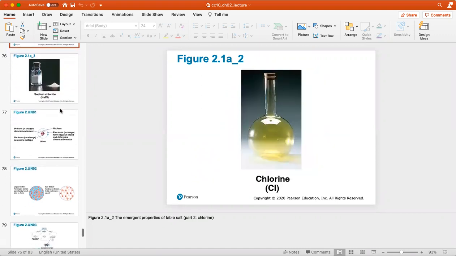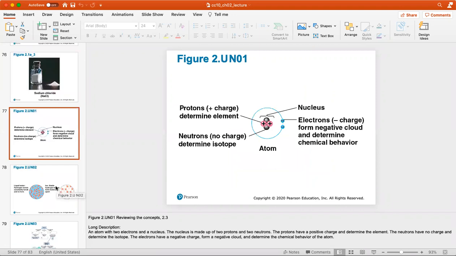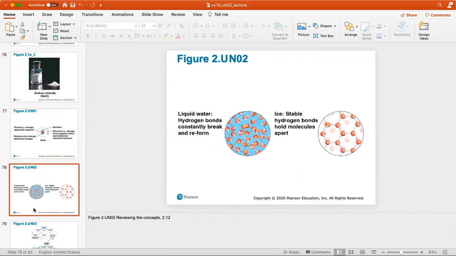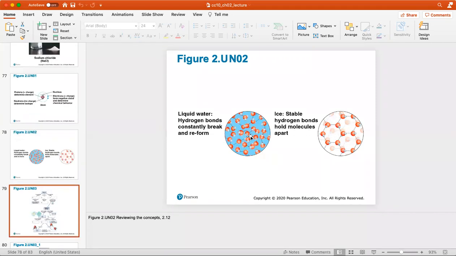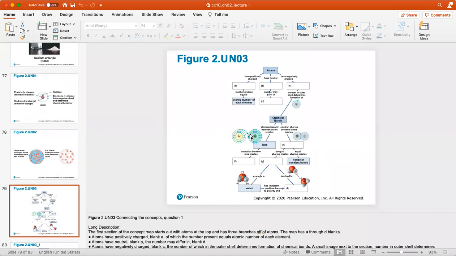These just go through different pictures and are a good review of what we already talked about. You can review on your own what makes up the nucleus, the protons and the neutrons with the electrons floating around. This again reviews concepts of liquid water versus ice, showing more stable hydrogen bonds in ice versus liquid water, which has hydrogen bonds that constantly break and reform. This shows connecting all the concepts. It's a great review slide taking you through what we talked about with atoms, chemical bonds, ions.